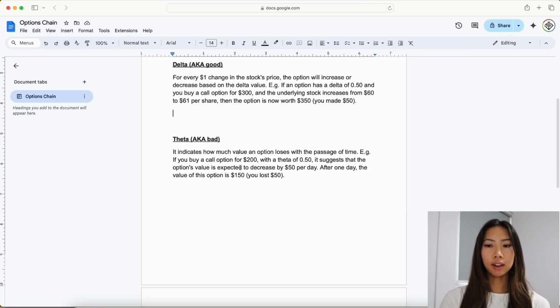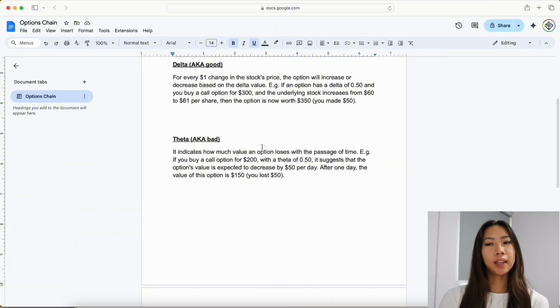Then going to theta, this is the bad one. Theta indicates how much value an option loses with the passage of time. So this is basically just time decay. This is the one thing that futures and forex don't have. Only options have time decay, which is why a lot of people like to trade futures or forex, because there's no time decay.